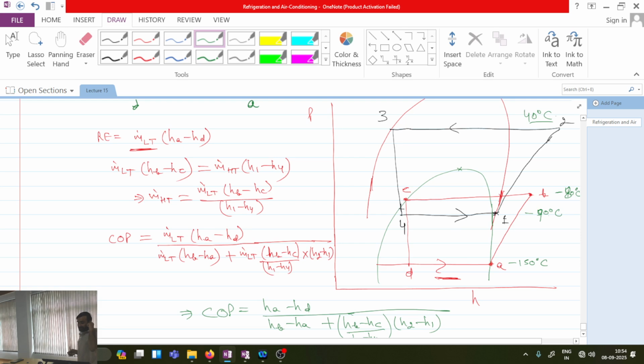So in this case you see bottom cycle is fine, minus 150 to minus 80, but top cycle is now having temperature limits from minus 90 to 40. So it means top cycle cannot be operated in a single stage. So now you will be having the cascade system, but in this cascade system, in the top cycle you have to use two compressors. Is this point clear?